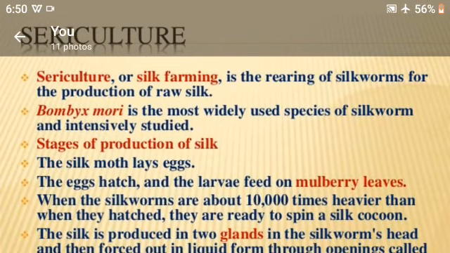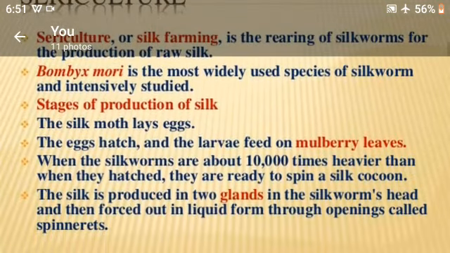Bombyx mori is the most widely used species of silkworm and is intensively studied. Stages of production of silk. The silk moth lays eggs, the eggs hatch, and the larvae feed on mulberry leaves. And when the silkworms are about 10,000 times heavier than when they hatched, they are ready to spin silk cocoons.